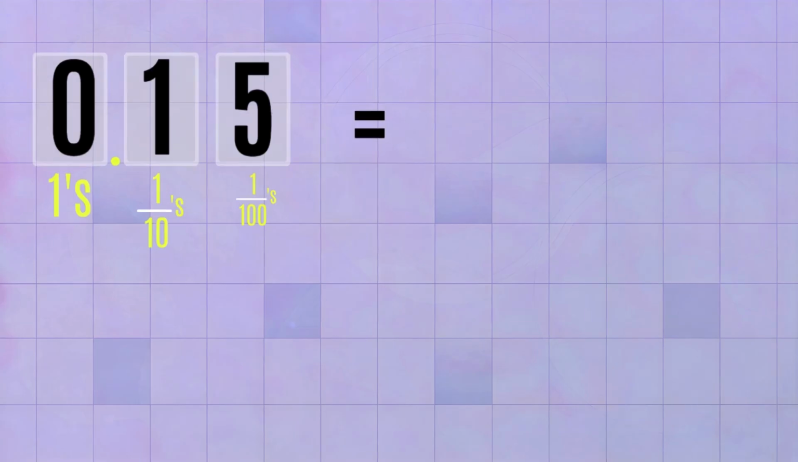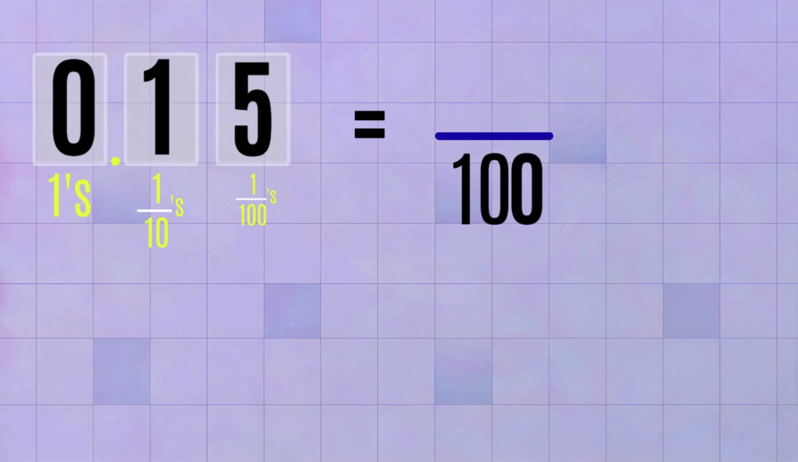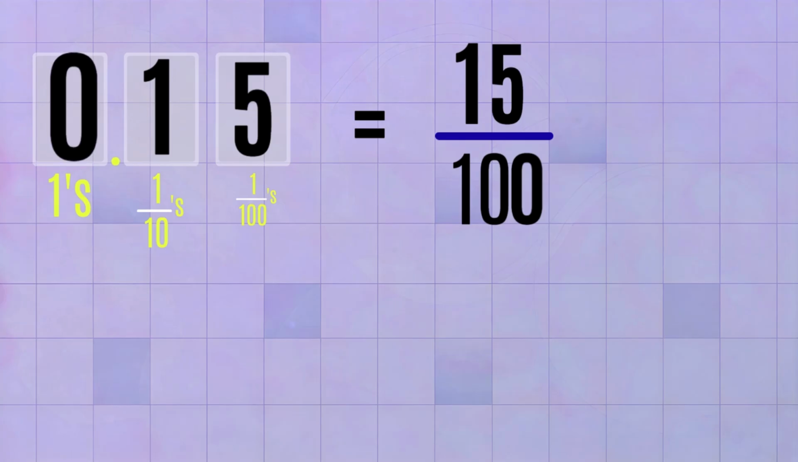Another example. 0.15. The last digit is 5, which is in the hundredths place. That means the denominator is 100. The digits 15 become the numerator. So, 0.15 equals 15 over 100.